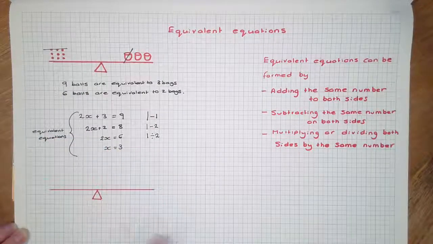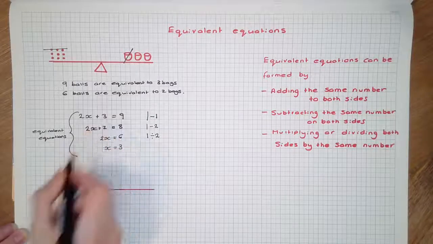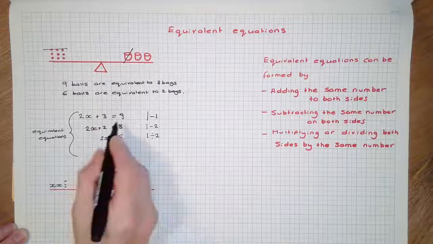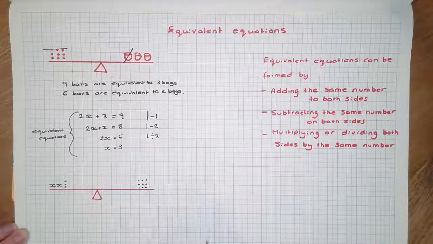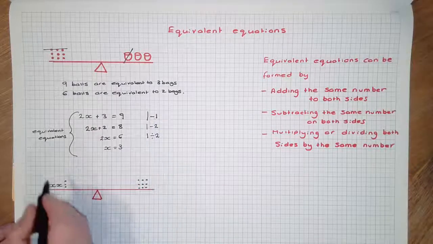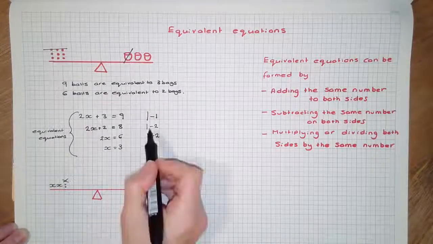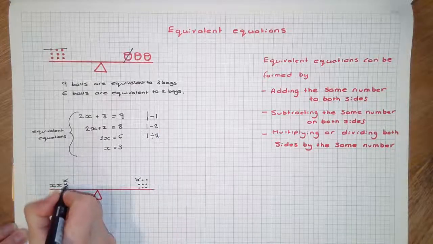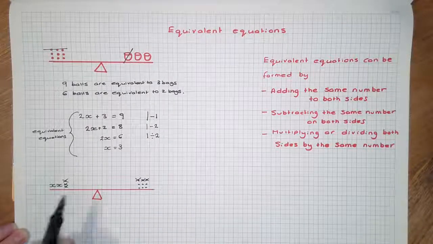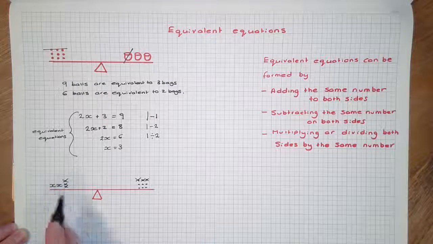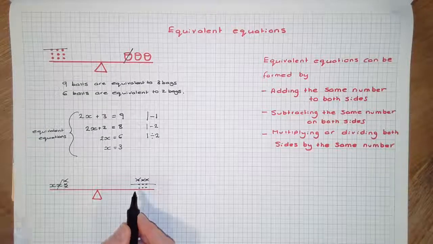This equation could be expressed on the scale as such. We had 2 x's plus 3 equaling 9. First, we actually subtracted 1 from each side, so we would have crossed out 1 on each, keeping the scale balanced. We then removed 2 from each side, keeping the scale balanced. And then finally, we did a division by 2 and divided each into half to get x = 3, which is actually our solution.